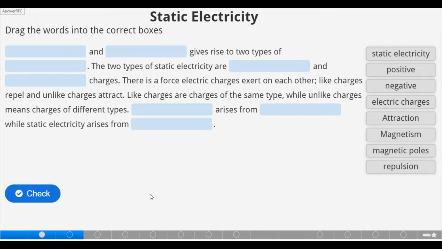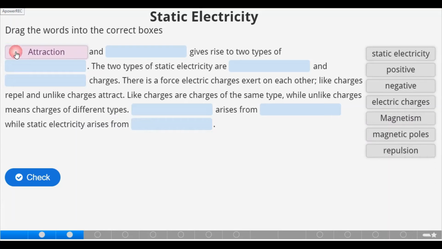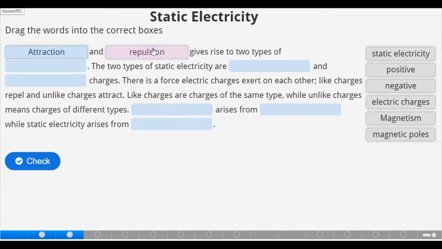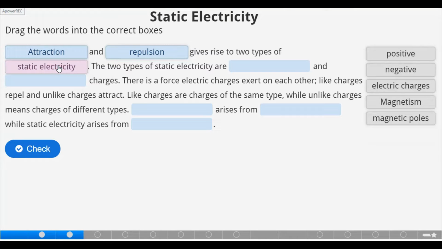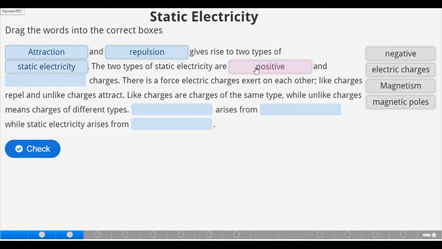Static electricity. Let's drag the words into the correct boxes to give it a meaning, that is a definition. Attraction and repulsion gives rise to two types of static electricity. The two types of static electricity are positive and negative charges.